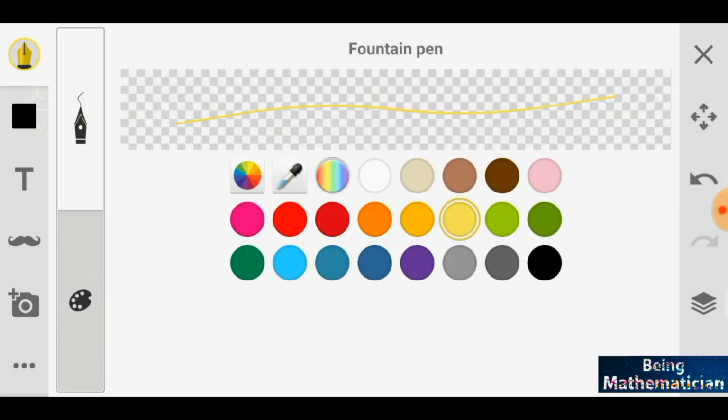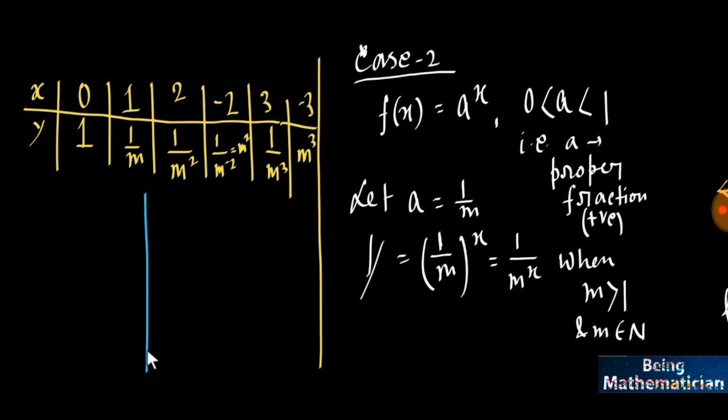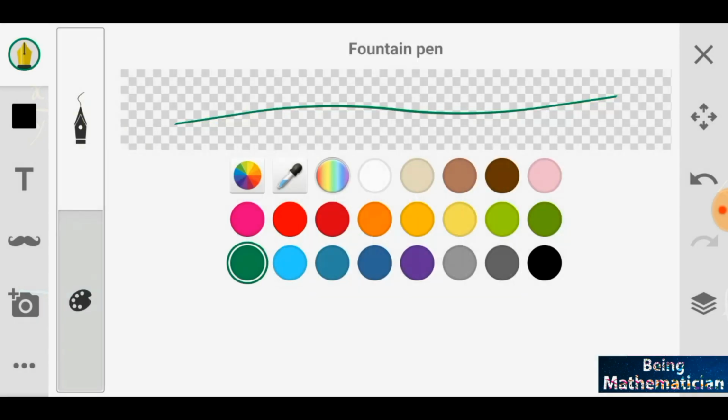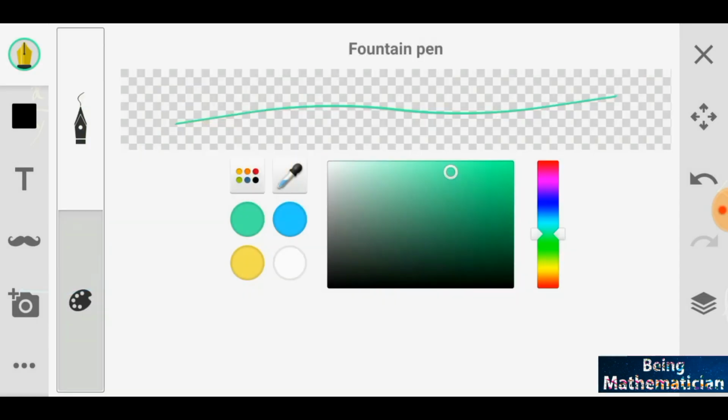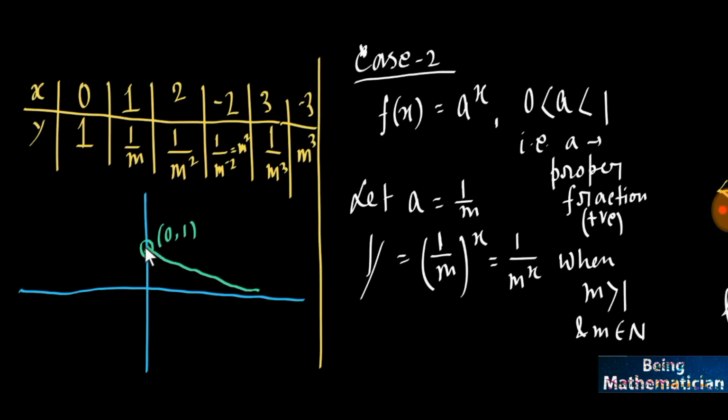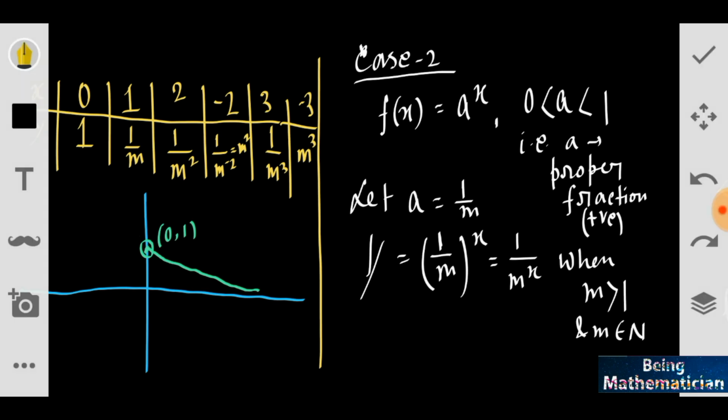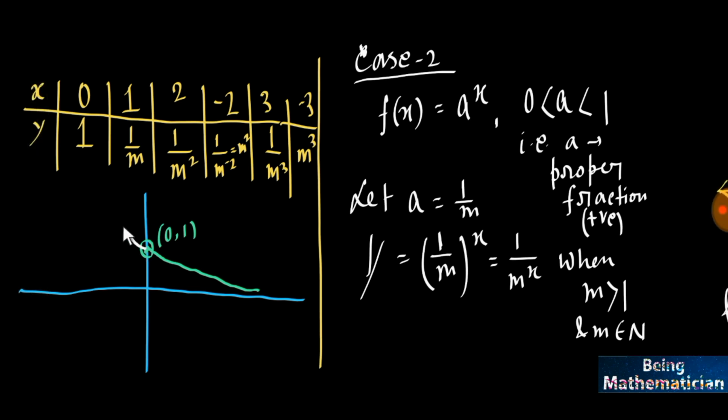So let's see the curve of this function. Now for positive x it will be like this, and this point, can you guess this point? Yes, it is (0, 1), and for negative x it will be like this. That means the reverse characteristic of previous curve.